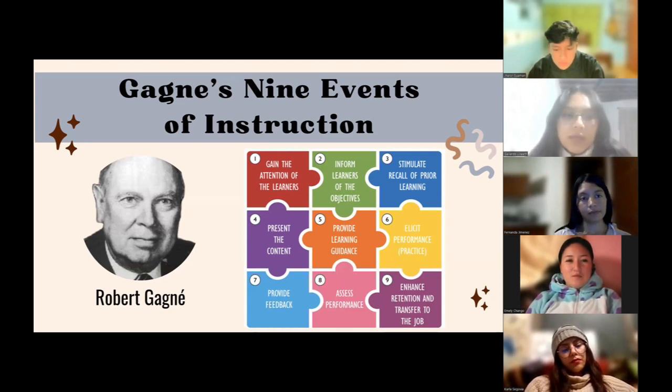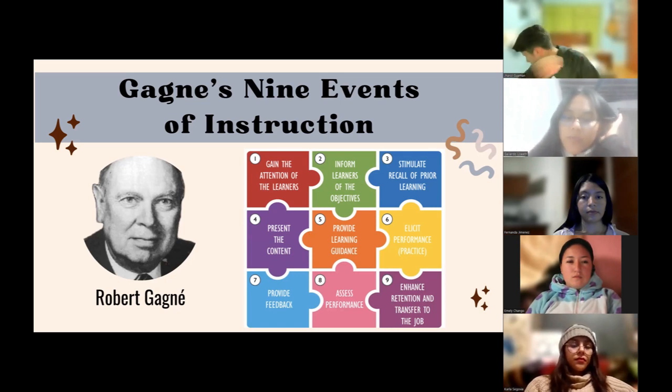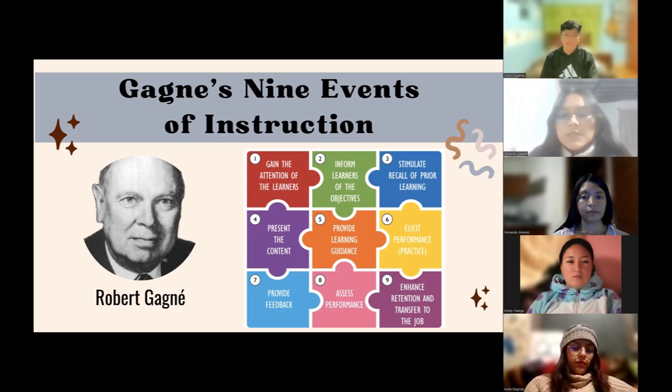The first is getting the attention of students. The second is to inform learners of the objectives. The third is stimulate recall of prior learning. The fourth, present the content. The fifth, provide learning guidance. The sixth is elicit performance or practice. And the seventh is provide feedback. The eighth is assess performance. And the last one is enhance retention and transfer to the job.